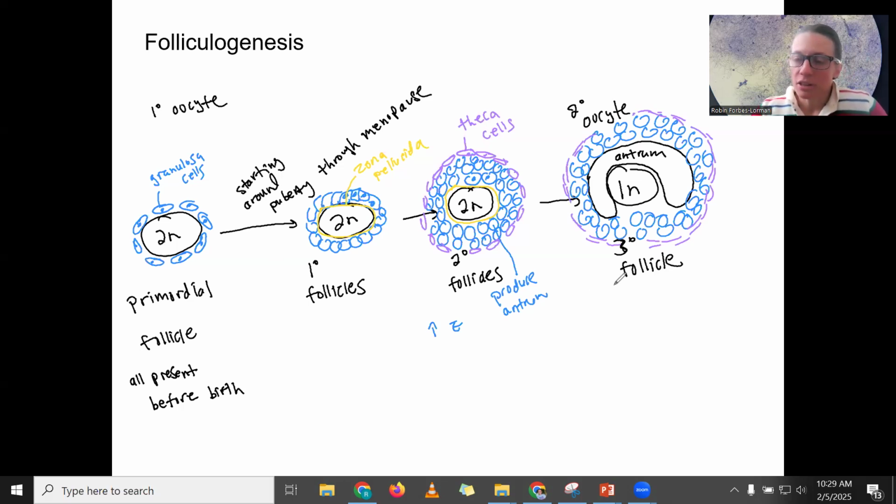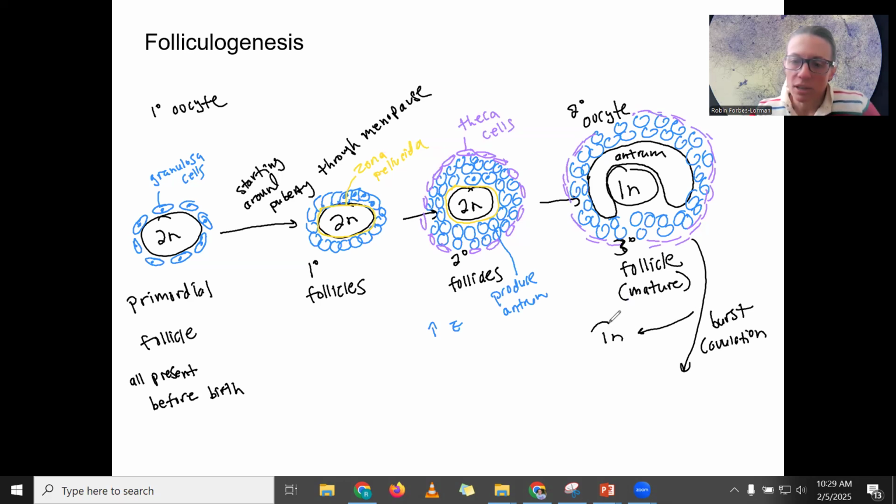is going to burst. So a tertiary follicle is also called a mature follicle. You'll also see it called an antral follicle because it's so full of antrum. It's going to burst. This is called ovulation. So the oocyte itself is separated from the follicle. The oocyte, if fertilized, becomes ovum. If not, just kind of degrades.